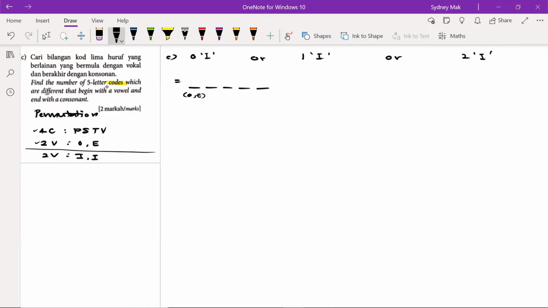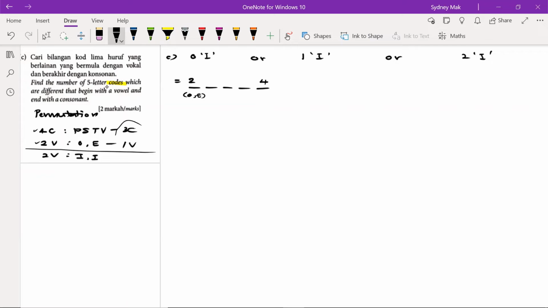I can put in the first empty slot. So 2 choices here. And the last empty slot must be the consonant. So I have 4 choices of consonant at the back. If one of the consonants is used, we're left with 3 consonants. If one of the vowels is used, we're left with 1 vowel.